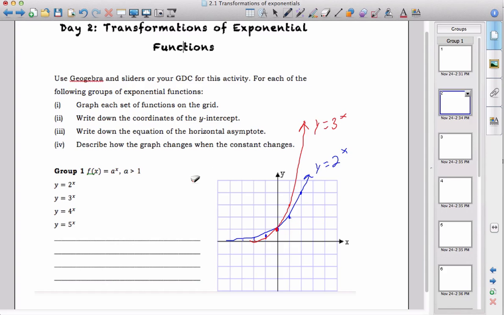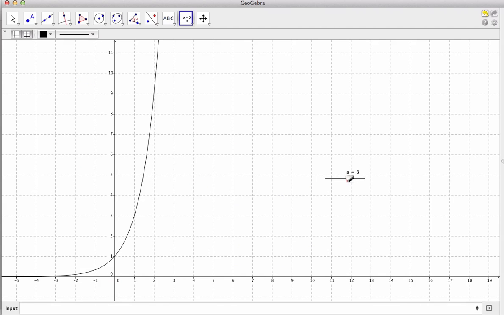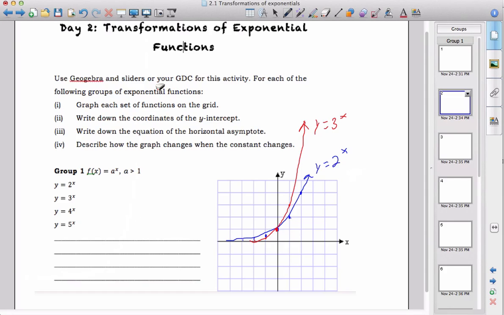Okay, so next we can try y equals 4 to the power of x. Here it is. It goes through 0, 1 again, the y-intercept. And the next point on the line is 1, 4. Then you have 2, 16. So these are the powers of 4. 2, 16, 3, 64. And they get really, really big really quickly.